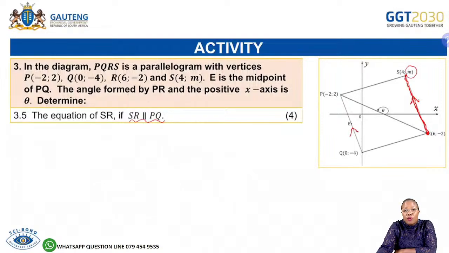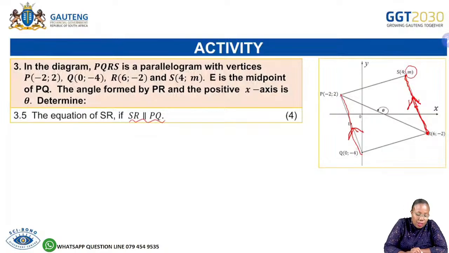Okay, so to find the gradient of this particular line that we are looking for the equation of, we need to find the gradient of this line first, so that we can use that gradient for this particular line. Since the lines are parallel, therefore the gradients are exactly equal. Now, after analyzing, you can see that your starting point will be calculating the gradient of PQ.